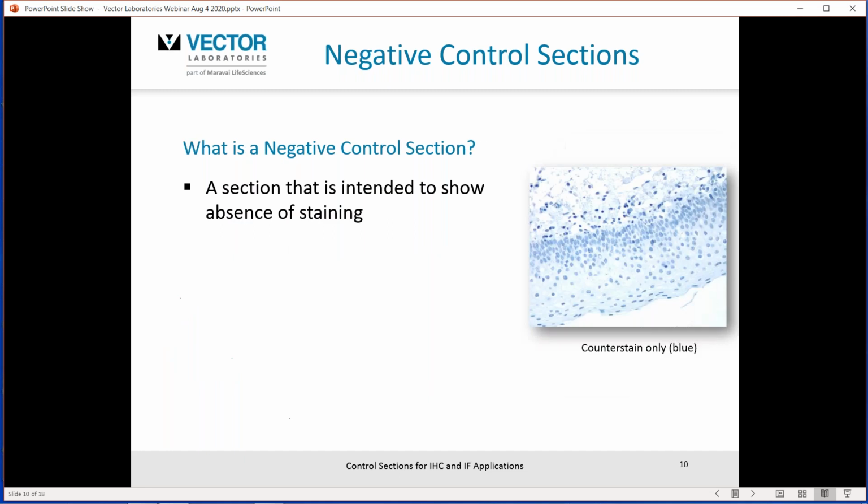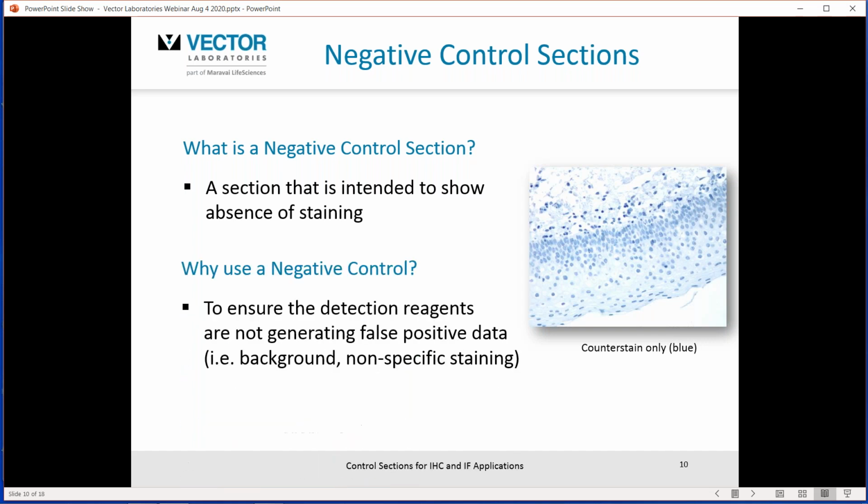Okay, let's move on now. We'll pivot over to negative control sections. So what is a negative control? Certainly a section that's intended to show an absence or no staining whatsoever. And I've got an example here of a tissue section just showing some hematoxylin nuclear staining. So the idea of using a negative control is to ensure that the detection reagents, which include the primary antibody, are not generating false positive data.